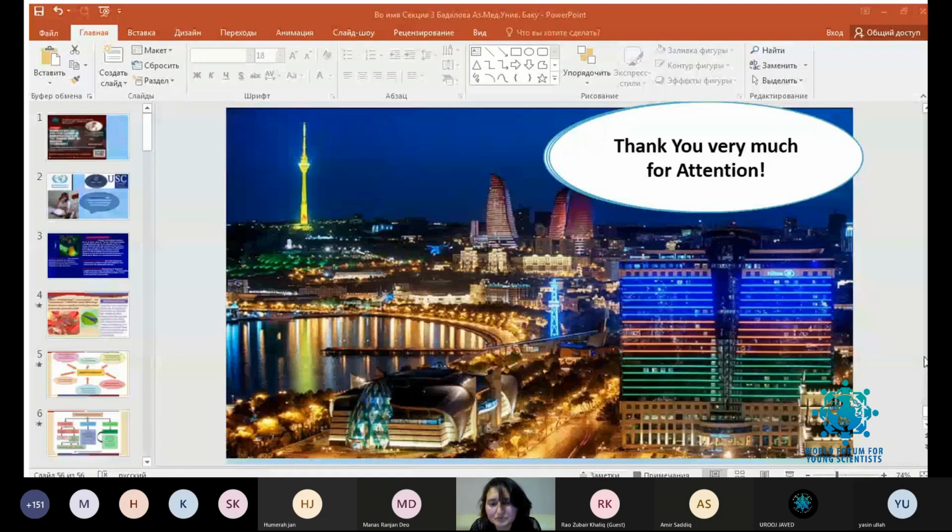Vakar is asking, by which technique can we determine the size of nanoparticles? By single particle ICP-MS. We have a lot of methods for characterization, but a very good method is single particle ICP-MS.